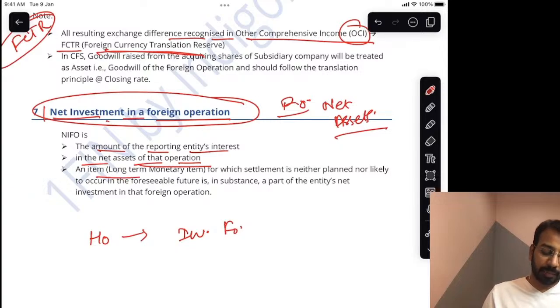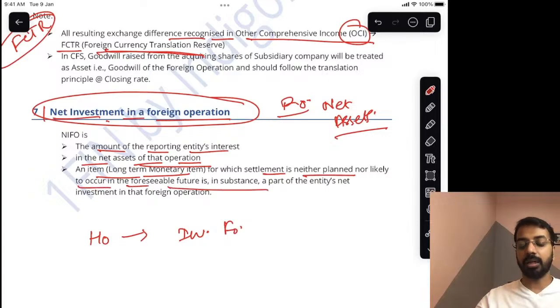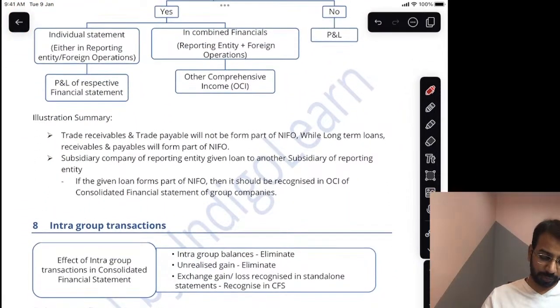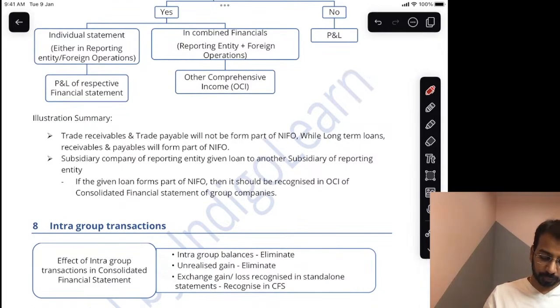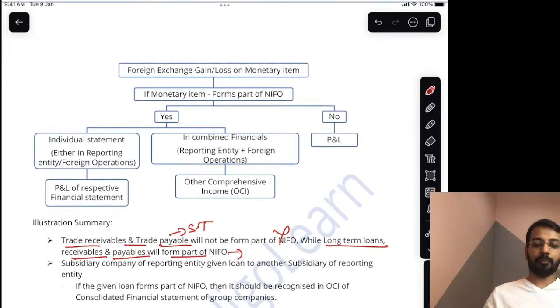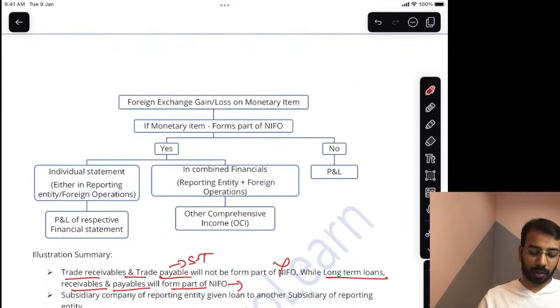Now, if there is any monetary item for which settlement is neither planned nor likely to occur in the foreseeable future, that is a long-term monetary item, that is a part of the entity's net investment in the foreign operation. Just to give you an example, trade receivable and trade payable are short-term. These will not be a part of NIFO, whereas long-term loans and receivables and payables which are given will be a part of NIFO, that is net investment in foreign operation.